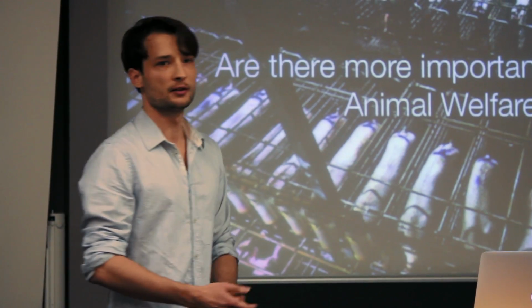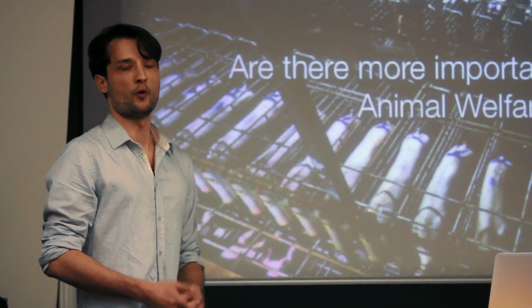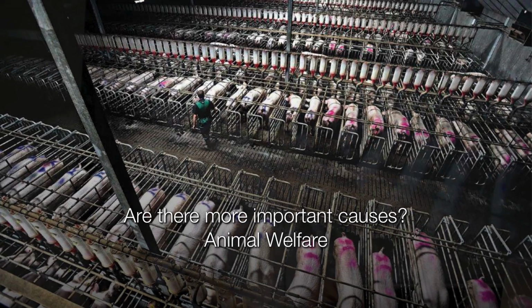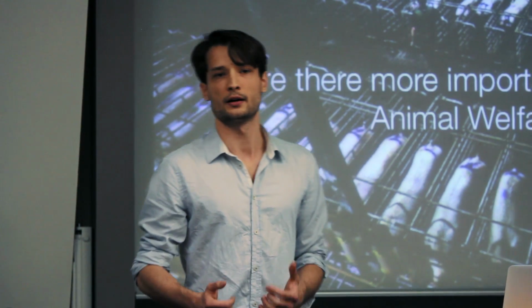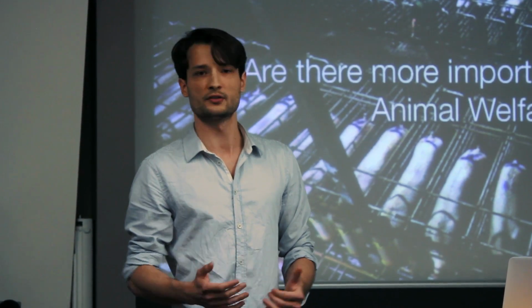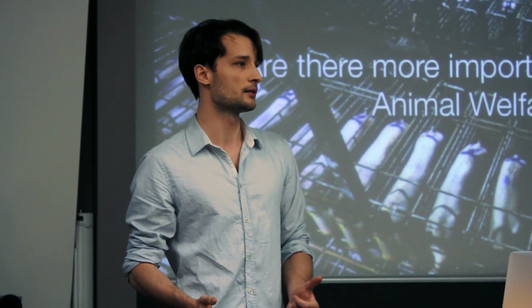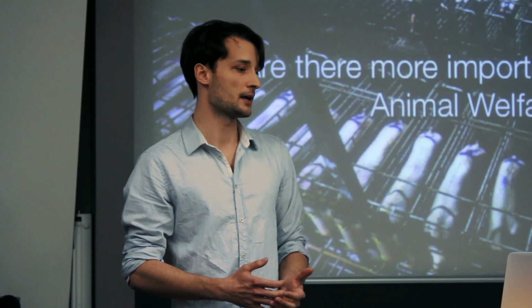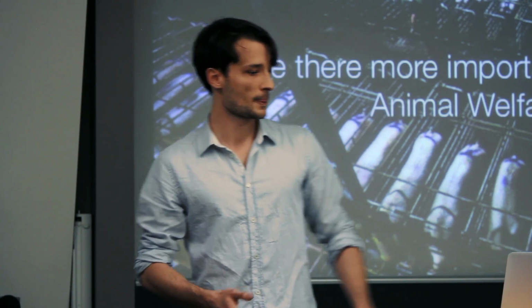So until now we have only talked about poverty, but one might ask whether there are other causes that are even more effective. One possible candidate could be animal welfare, because if we are really concerned about reducing suffering and having a positive impact, then animal welfare might be an extremely high impact example.